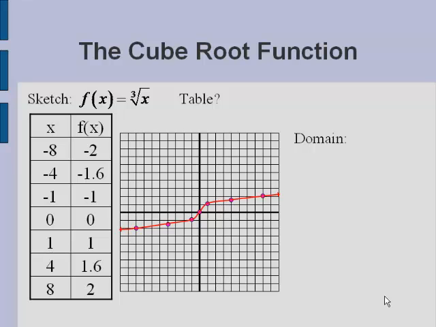What about the domain of this function? Are there any restrictions on it? Are there any bad numbers for this function? We found out that we could put anything into this function. So the domain is the set of all real numbers, or in interval notation, parenthesis negative infinity, comma infinity, parenthesis.